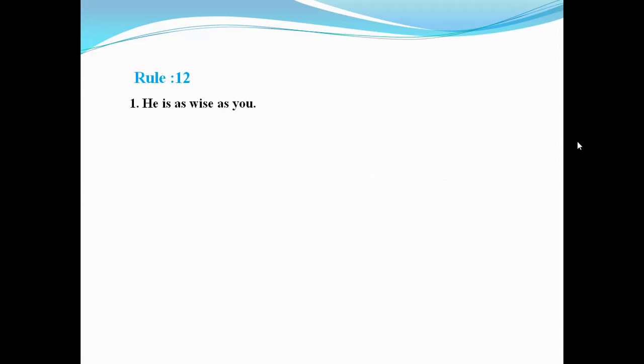Rule 12. He is as wise as you. It is very simple to make it negative. Use "not less" instead of the first "as", and then "than" instead of the second "as". So the answer will be: he is not less wise than you.